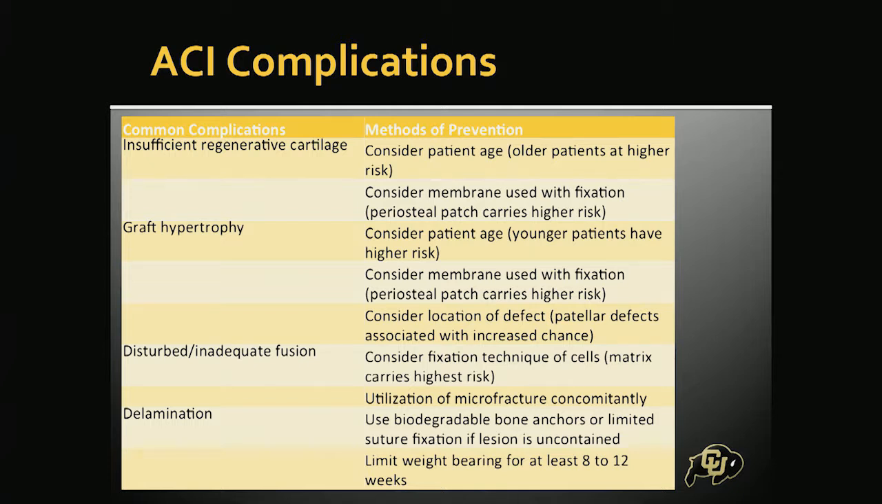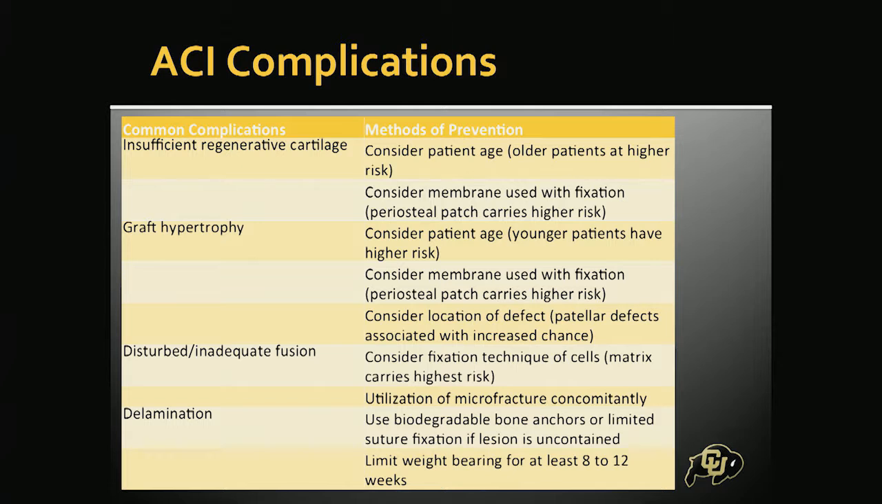So in this situation, when she had her ACI, she experienced the complication of insufficient regenerative cartilage. And again, there are both patient-specific and technical factors associated with this. From a patient standpoint, age, again, is a risk factor, older age. And from a technical standpoint, periosteal patch and actually matrix-associated ACIs also has a higher rate of insufficient regenerative cartilage.